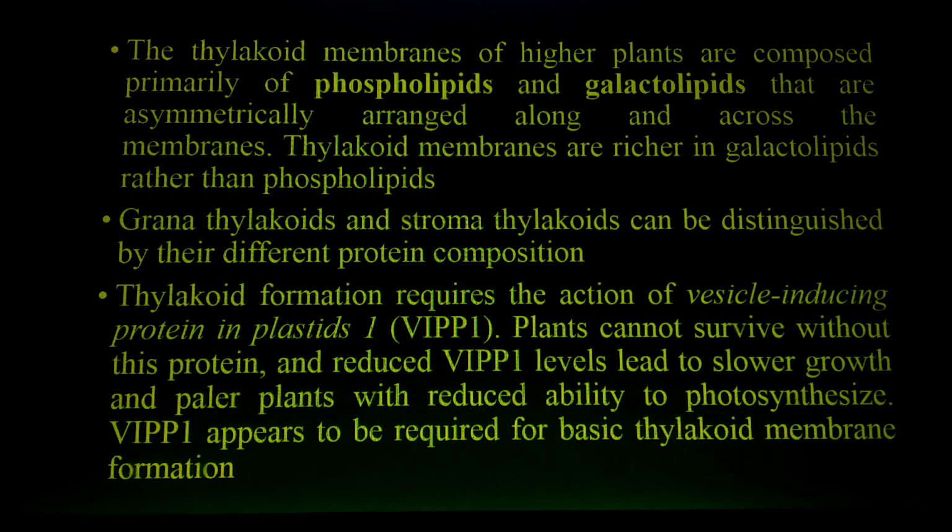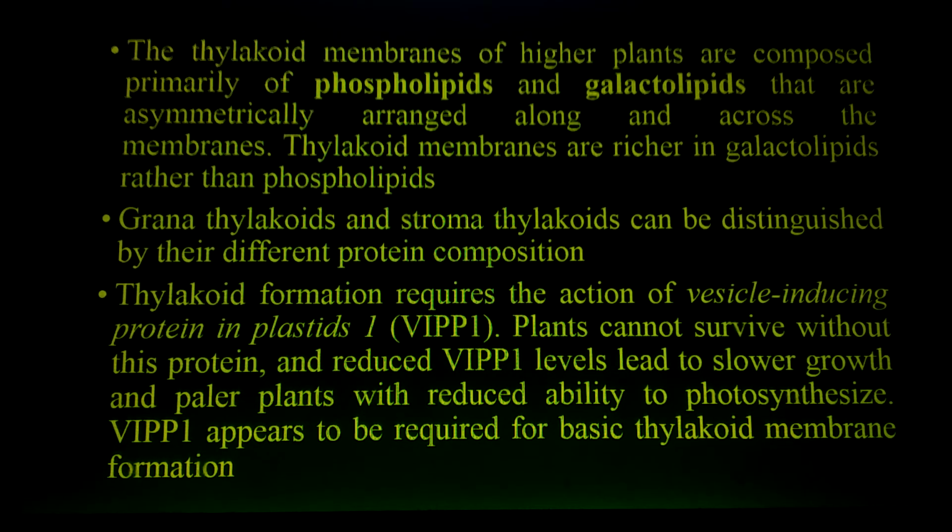and reduced VIPP levels lead to slower growth and paler plants with reduced ability to photosynthesize. So VIPP appears to be required for basic thylakoid membrane formation. Is it clear to you? Must keep it in your mind. This is the most important protein, which is known as vesicle inducing proteins in plastids.